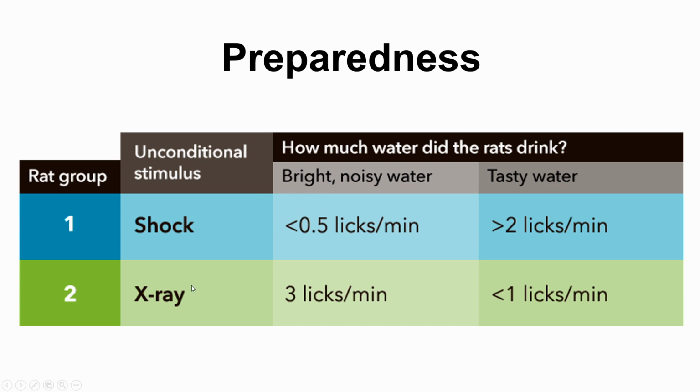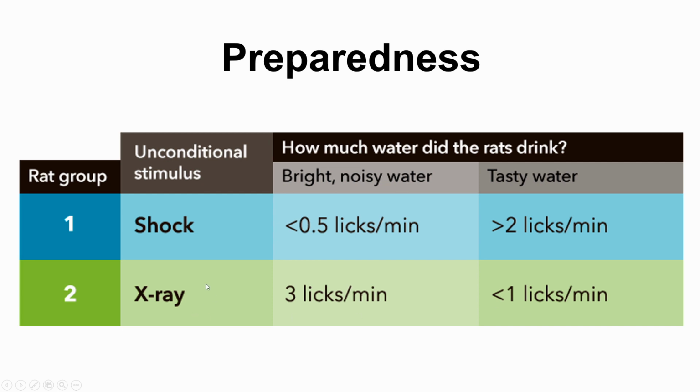And so in this group, because their unconditional response was sickness, they associated the tasty water. So they thought that it was the sweetness that made them sick. And they didn't avoid the water that was bright and noisy. So when given the chance to drink from water that had light and sound nearby, they were fine with that. But they avoided water that tasted differently.